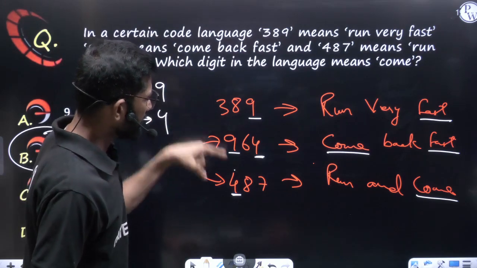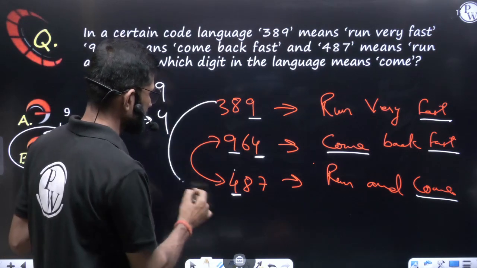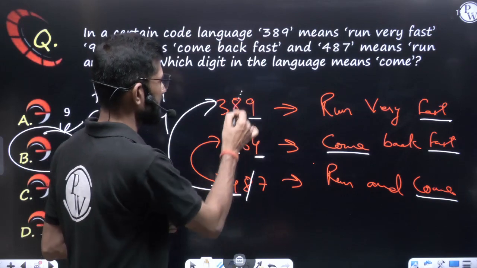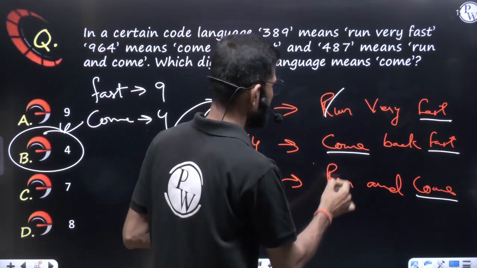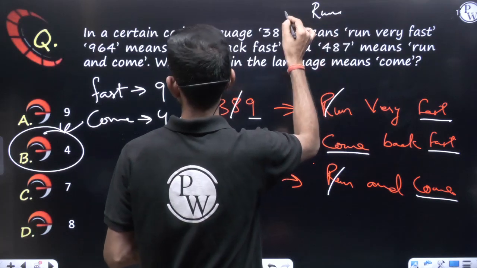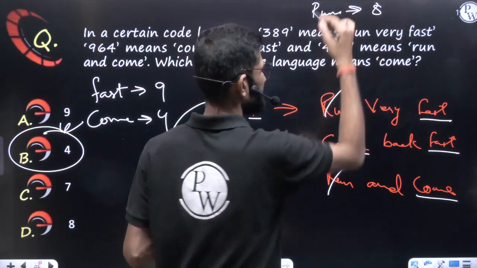If I compare first and last, both, what is common in them? Both are having 8. Here 8, here 8. And here "run", here "run". So can I say that for "run", they are using the code that is 8.